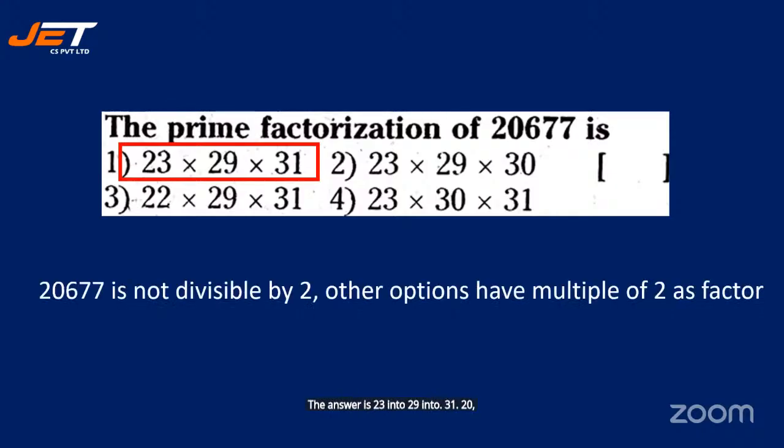20,677 is not divisible by 2. Other options have multiples of 2 as a factor. Oh, yes. Right. So quickly you can choose the one which doesn't have 2 as a factor.